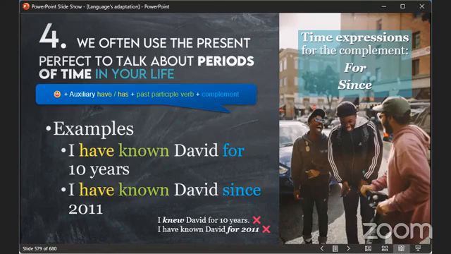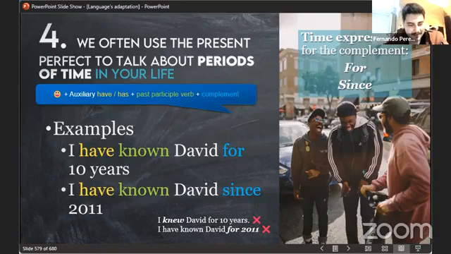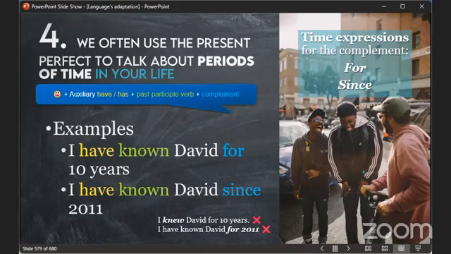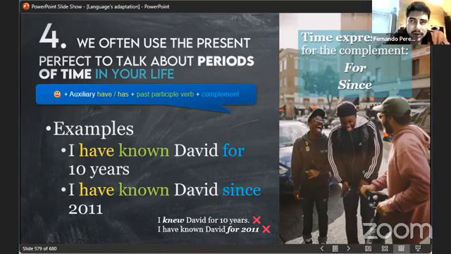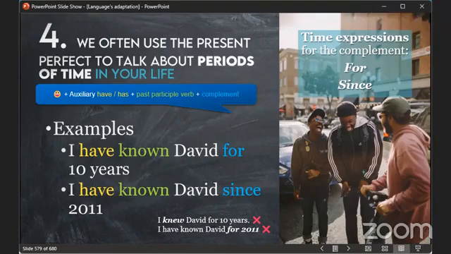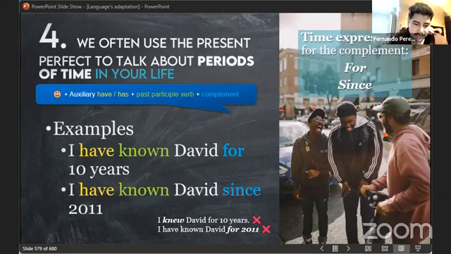I have drunk. Correct. I have drunk beers. When you talk about the liquid, it's uncountable. Uncountable is singular always. Beer, complete. I have drunk beer for 20 years ago. Problem.